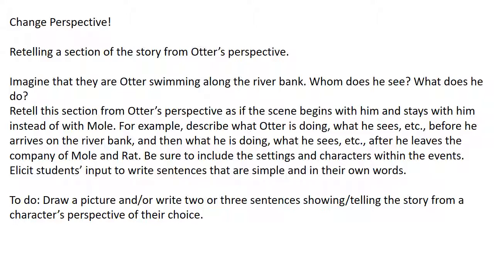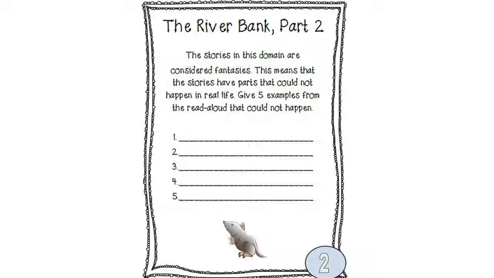Include settings and characters within the events. You might also draw a picture and write some sentences telling the story about that perspective. So this is, again, an extension option to do during the lesson or at home as additional homework. Okay? And this is a listening journal where you would write down the 5 things in the read aloud that could not happen in real life.